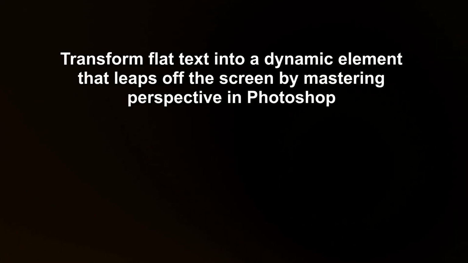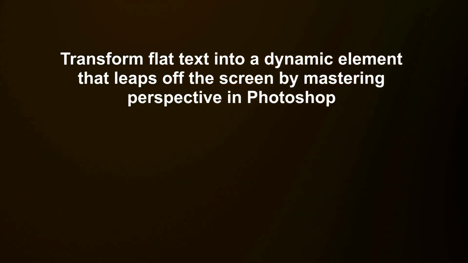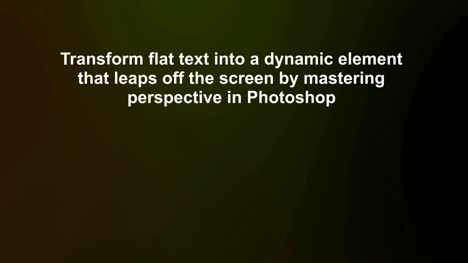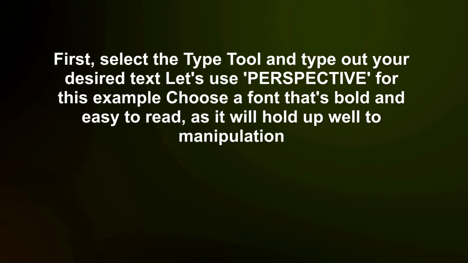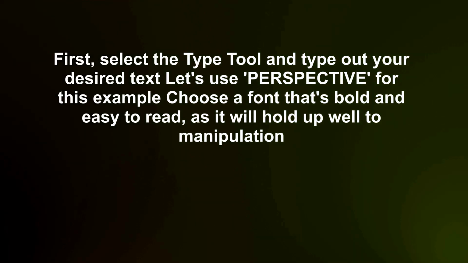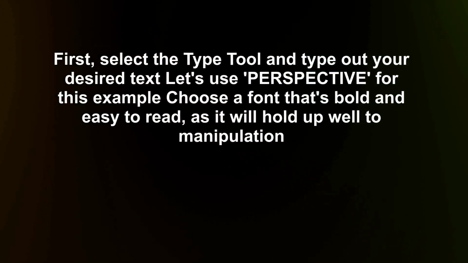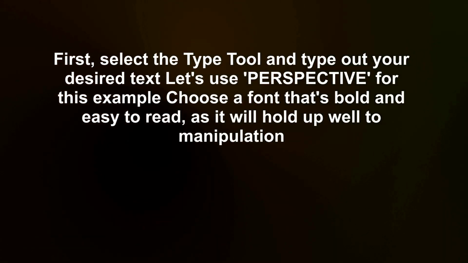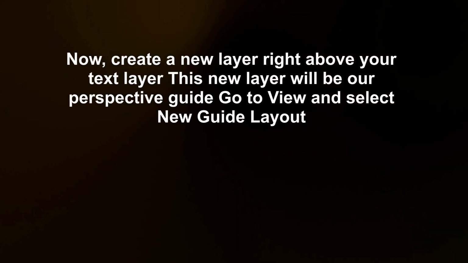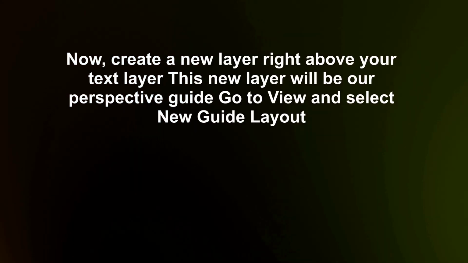Transform flat text into a dynamic element that leaps off the screen by mastering perspective in Photoshop. First, select the Type tool and type out your desired text. Let's use perspective. For this example, choose a font that's bold and easy to read, as it will hold up well to manipulation. Now, create a new layer right above your text layer.